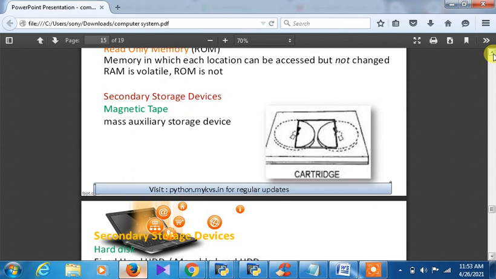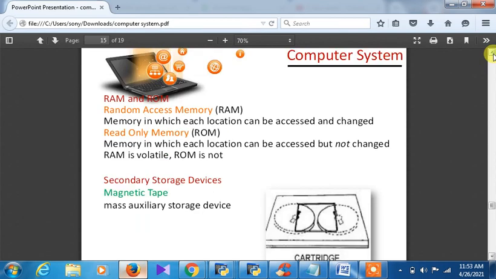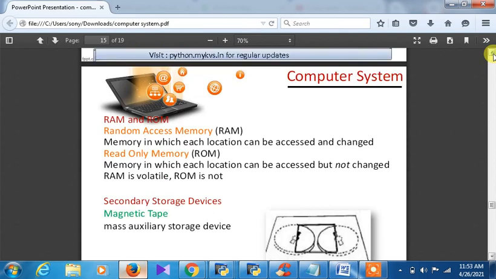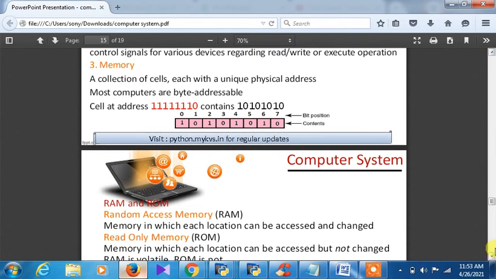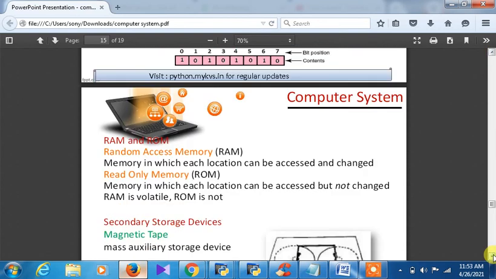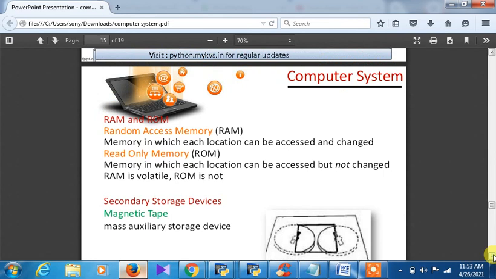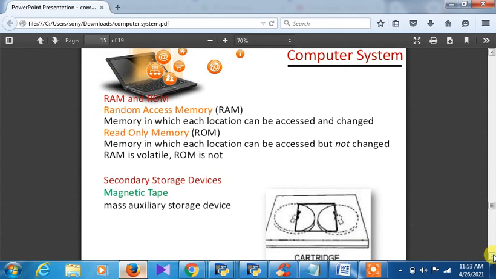Now next is the computer system and its memory. These are the primary memories we are talking about, RAM and ROM. RAM is random access memory, which is volatile. It can be accessed and can be changed, and it is not permanent. Read only memory is one in which each location can be accessed but cannot be changed. RAM is volatile in nature, but ROM is permanent.